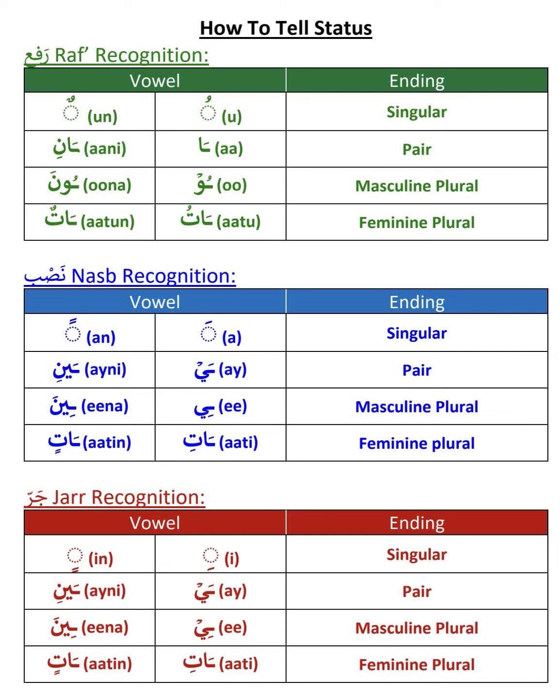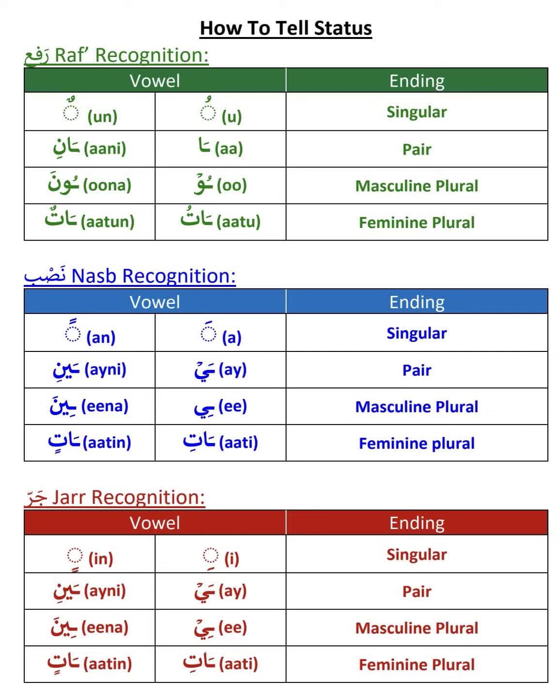So when we say what is the reason this is rafa, we have to say Muslimun is rafa because of the un sound. Muslimatun is rafa even though it is ending at un. It is rafa not because of the un sound. It is rafa because of the atun sound, not because of the un sound.